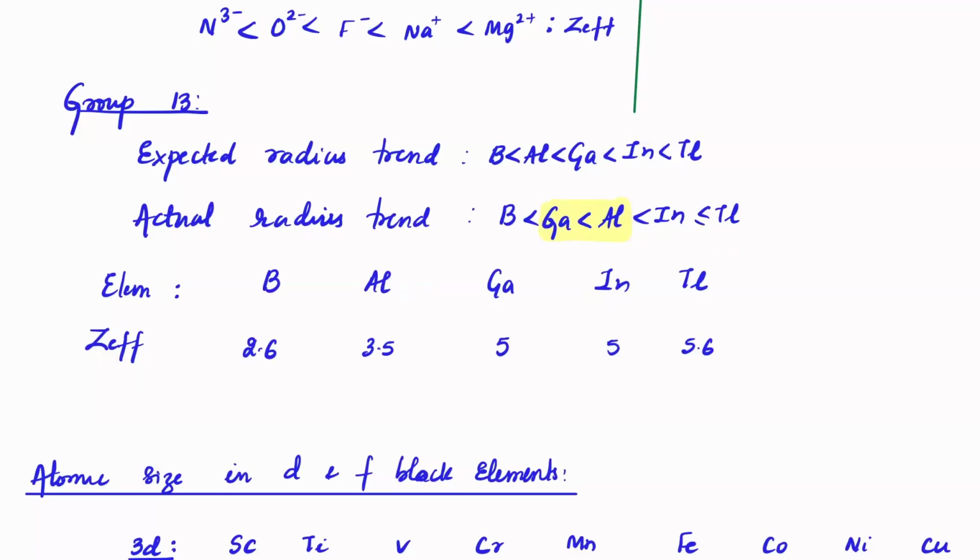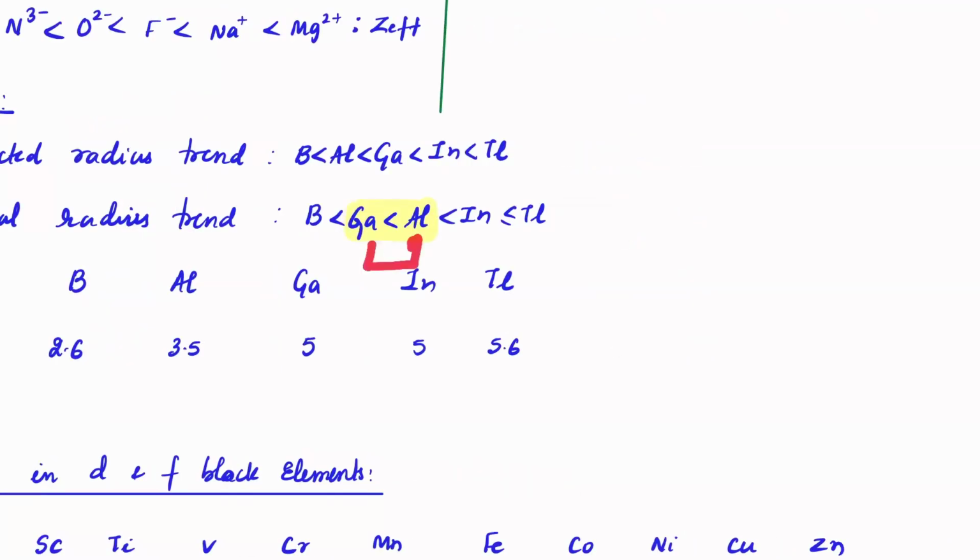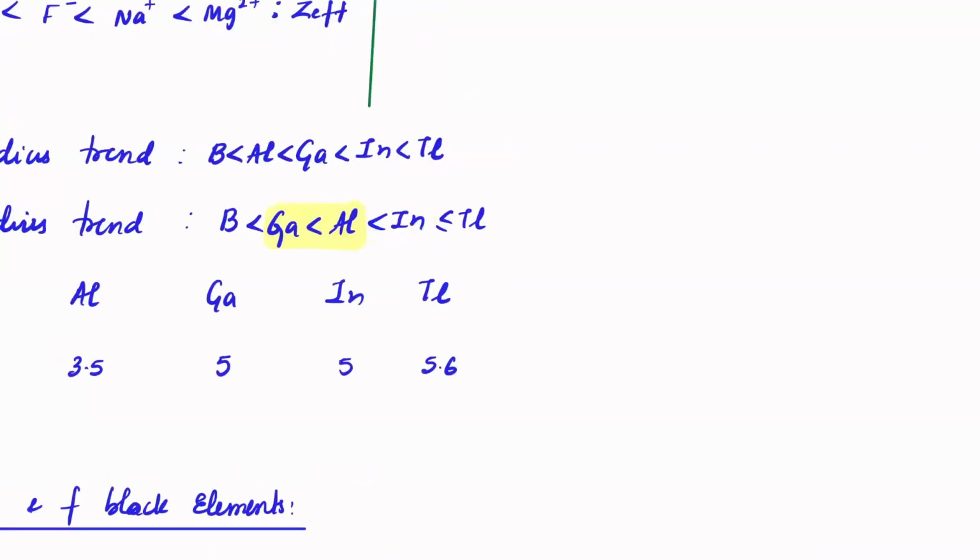Now notice boron, aluminum, gallium, indium, thallium. If you compare, Z effective is actually increasing towards thallium. So 2.6, 3.5, 5, 5, and 5.6. So the Z effective is increasing, but yet there is a small discrepancy in the trend here. This is happening because of the poor shielding of electrons in gallium. So if it comes to aluminum and gallium here, right? So you can see that here we will have, suppose, let's say, gallium here.